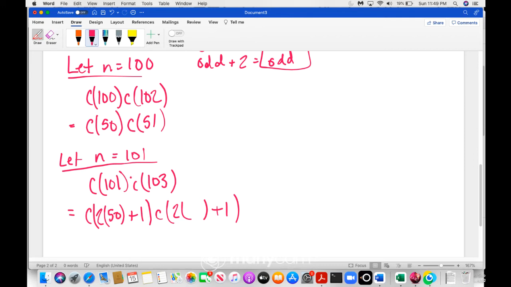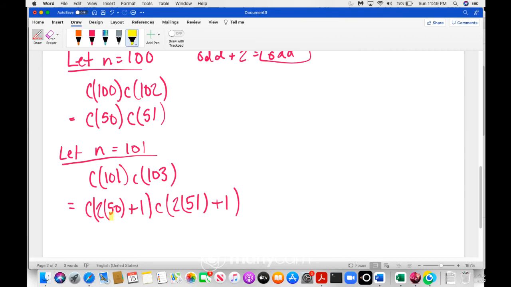2 times 50 plus 1 is 101, which I'm sure you could guess that the next one is going to be 51. Well, that's really interesting that we got the same 50 and 51 as we did here. Can we simplify this further? Well, of course. This is going to end up being negative 1 raised to the 50th power times C of 50. So we got the C of 50 back almost for free, but it cost us negative 1 raised to some power. So we have negative 1 raised to the 51 power times C of 51.